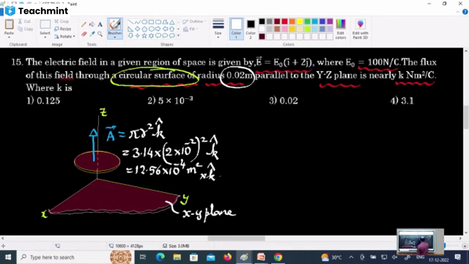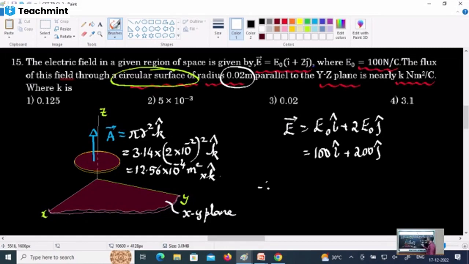Now we have to find the electric flux through that. You know, electric field is given by E naught i cap plus 2 E naught j cap. E naught value 100 and put it in. So 100 i cap plus 200 j cap.